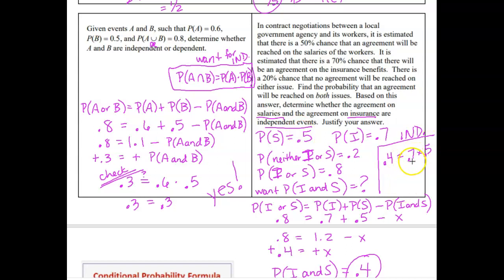Well, this would be 0.35, so 0.4, 0.35. We don't round, and so no, they are not independent. That's what we're looking for. Okay.